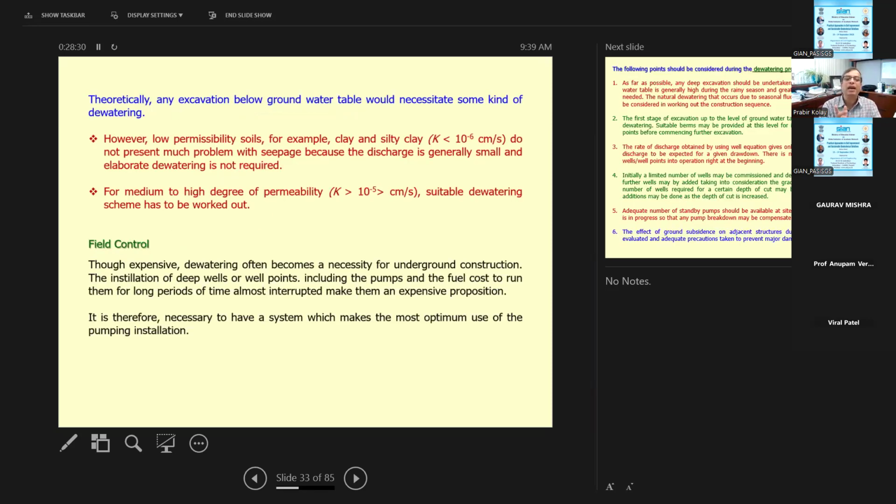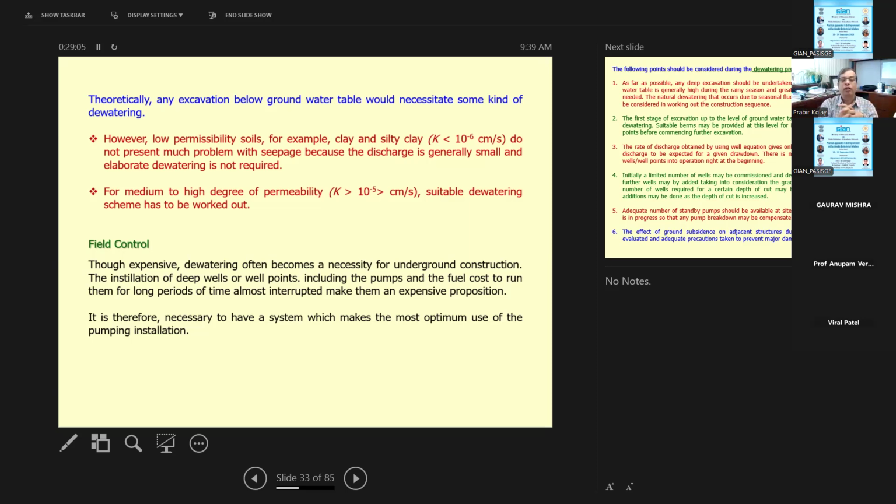Theoretically, excavation below the water table necessitates some kind of dewatering technique. Low permeability soil, such as clay with permeability less than 10 to the power minus 6 centimeter per second, does not present much problem with seepage because the discharge is generally small. If it is more than that, then the dewatering technique is needed. The problem is that when you make a borehole, if the permeability is too low, the water cannot come to the well, so you cannot pump the water out.